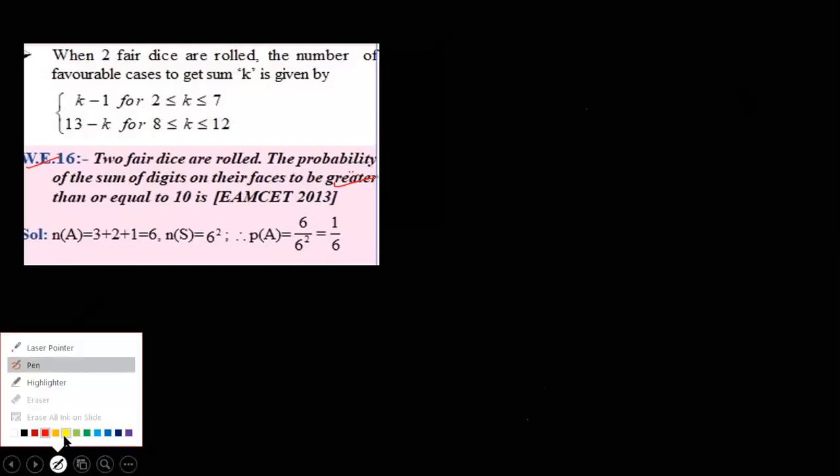See, dear students, this one. When 2 paired dice are rolled, then the number of favorable cases to get the sum. Forget the formula, just see how to approach. So, dear students, rolling 2 dice means what is the formula concept here? Suppose 1, 2, 3, 4, 5, 6, like that. First one, second one. Now they can ask anything. Sum of the digits on their faces is less than 10, greater than 5.